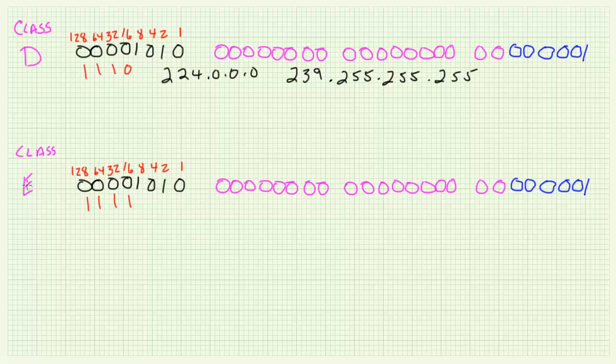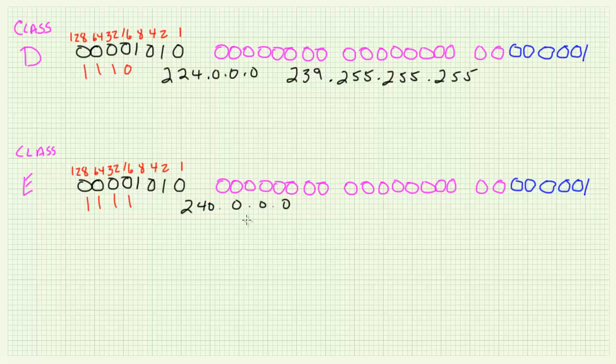Class E works exactly the same way. Class E is easy to remember because Class E is experimental, and the rule says that for an address to be a Class E address, we take the first 4 positions and we set them to 1. So if we set the first 4 positions to 1, which is what the rule says, and then we take the remaining bits all the way out through the end and set those to 0, we're going to have 128 plus 64 plus 32 plus 16, that's 240.0.0.0. That's going to be the first Class E.